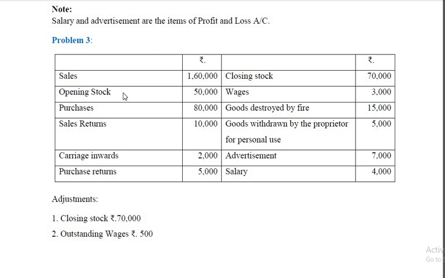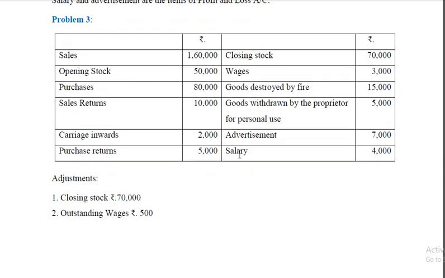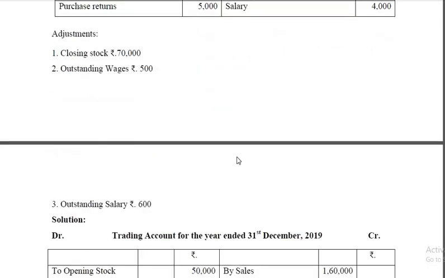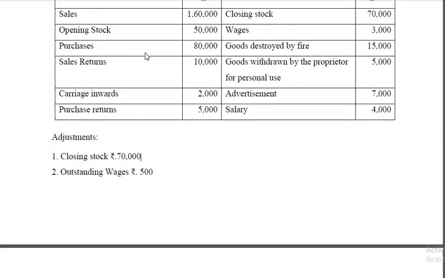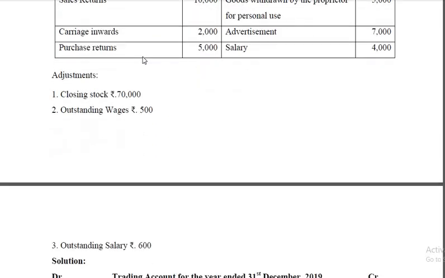Opening stock is to be debited to trading account. Purchases minus purchase returns minus goods withdrawn by the proprietor for personal use. Then carriage inward should be debited. Then closing stock should be credited to trading account. Wages should be debited. Goods destroyed by fire should be credited to trading account. Advertisement and salary are items of profit and loss. The closing stock is given here. So that should be credited.